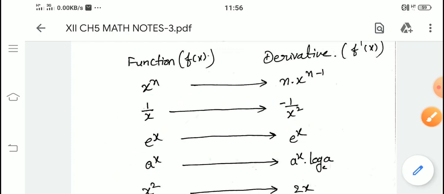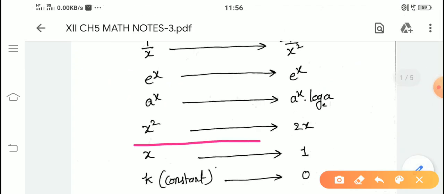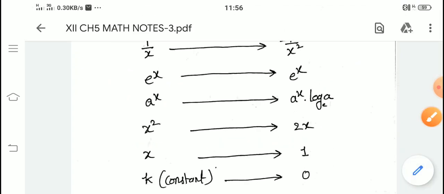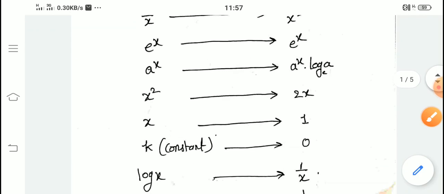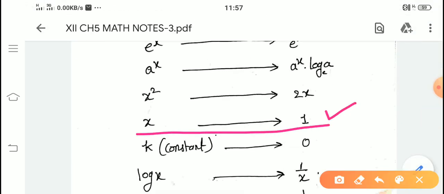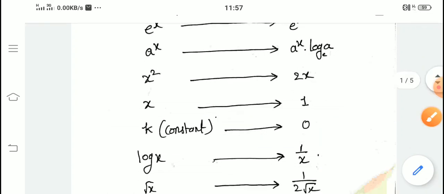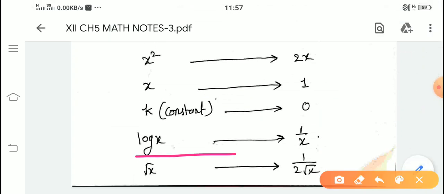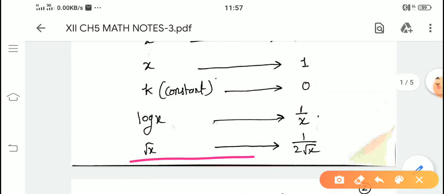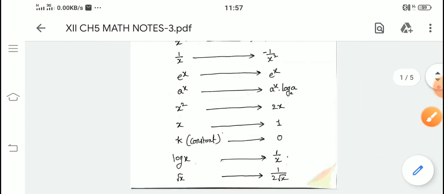Next, the derivative of x square, you should say 2x. The derivative of x is 1. And the derivative of a constant is always 0. The derivative of log x is 1 by x. And the derivative of root x is 1 by 2 root x. Derivative of root x is 1 by 2 root x. This is all as a formula you should remember.